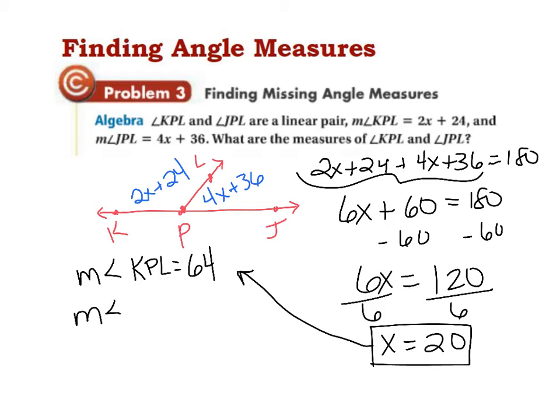The measure of angle JPL, now put 20 in there. That'd be 80 plus 36. That's going to be a 116. All right, there we go.